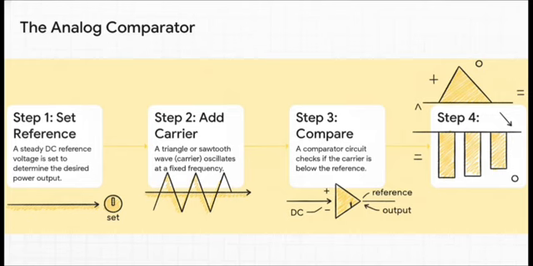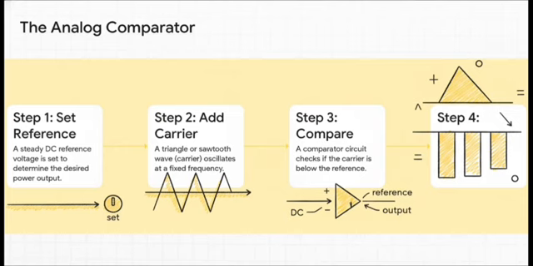Now for the fun part. In step 3, we feed both signals, our flat reference line and our moving triangle wave, into the comparator. The comparator is now constantly asking itself one simple question. Is the triangle wave's voltage lower than the reference voltage right now? As long as the answer is yes, the comparator spits out a high signal. But the very instant that triangle wave climbs above our flat reference line, the answer becomes no, and the output immediately flips to low.